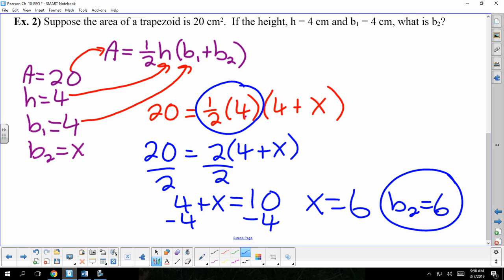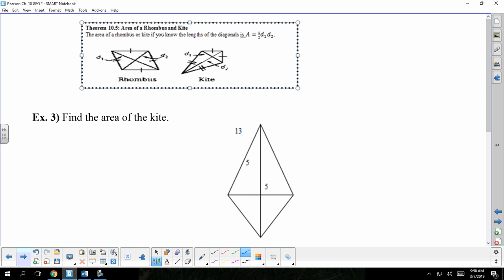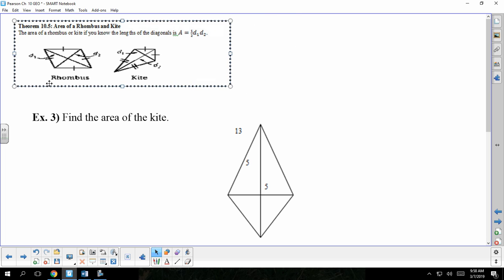So next, let's look at kites and rhombuses. So remember, a rhombus is in fact a parallelogram, so we can use the formula for a parallelogram to find the area of a rhombus. The same can be said for squares and rhombuses. So a rhombus is a quadrilateral with 4 congruent sides.